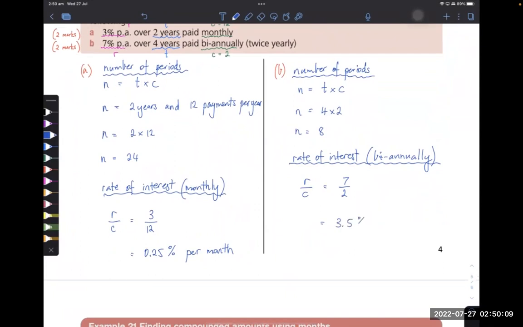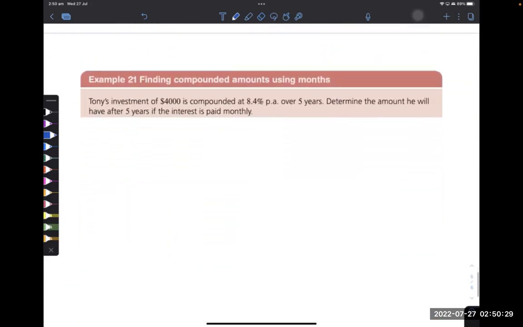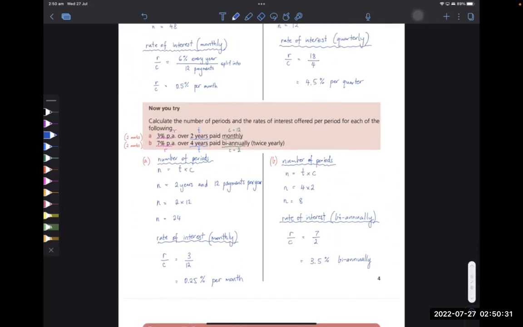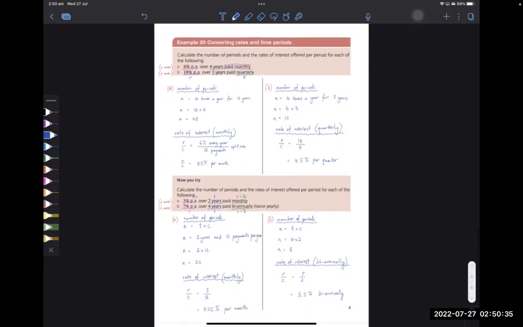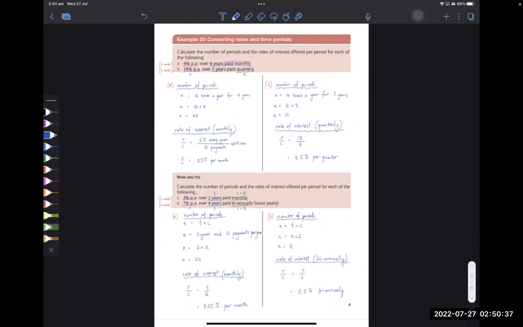So this is 3.5%, but it's not per year anymore. It's per, or you can just say 3.5% biannually, or per half year. So all these notes here will be on Compass. Let's give it a try, have a look at it.